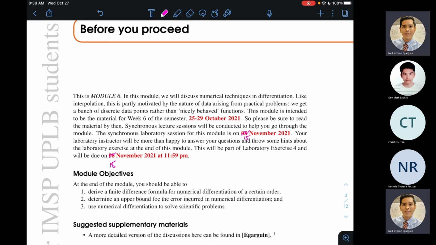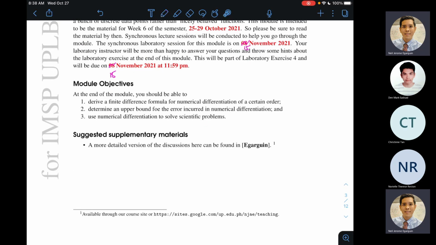Now, for module 6, here are our objectives. Number 1, we would like to derive a finite difference formula for numerical differentiation of a certain order. We'll start talking about it today. But incidental to deriving the finite difference formula is a determination of an upper bound for the error. So makakuha rin tayo ng upper bound para dun sa error incurred in numerical differentiation. Pero ngayon, ang madiderive lang natin ay yung part corresponding to the theoretical error.